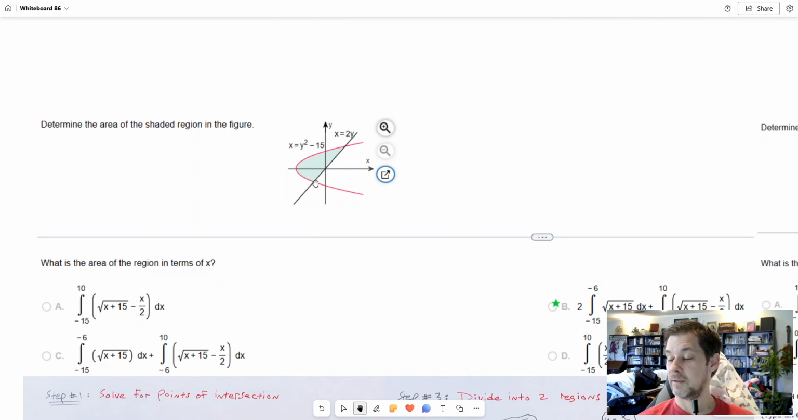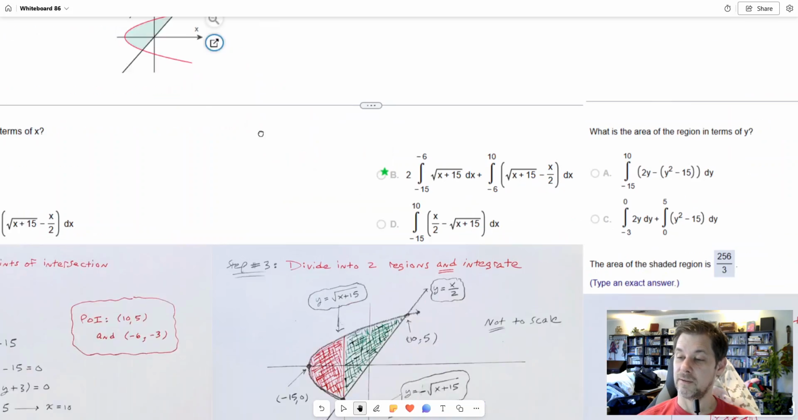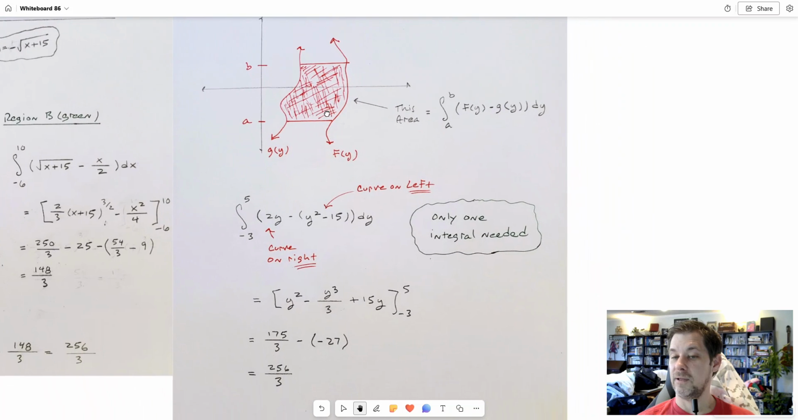They would be some formulas with y in them, but that is exactly how they were given in the beginning. X is 2y, the line on the right, x is y squared minus 15, the parabola on the left. So I don't really have to do any reframing of the problem in order to get this to work. Okay, I only need one integral in this case. I don't have to divide it into parts to get the model to apply.